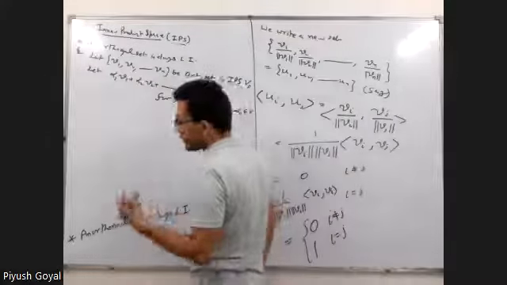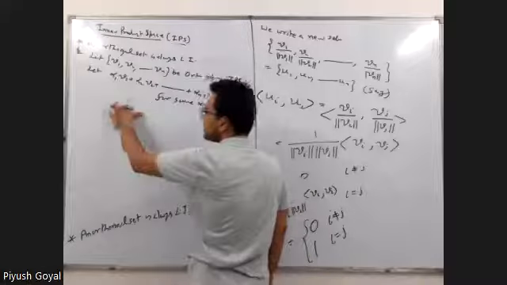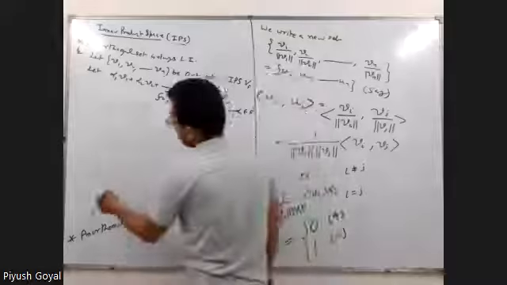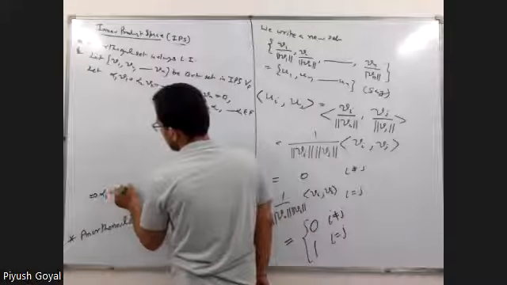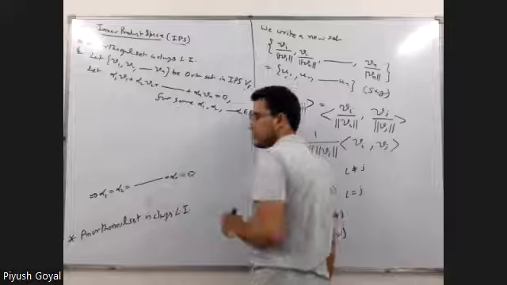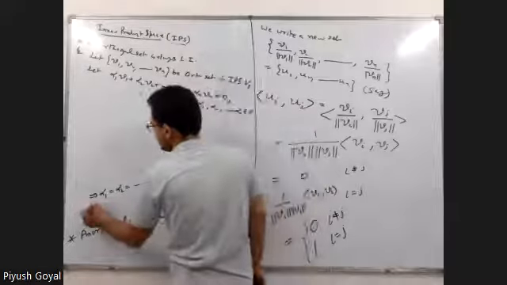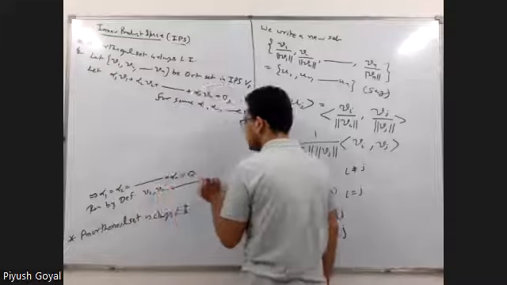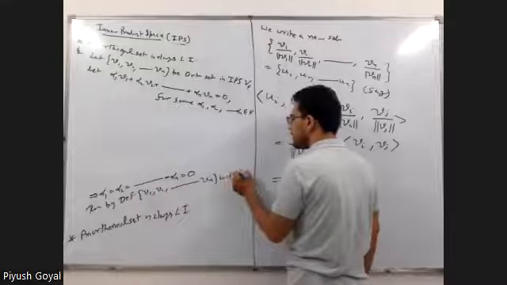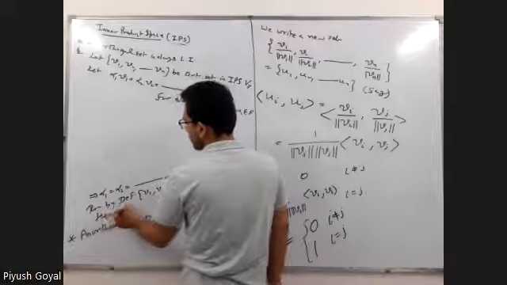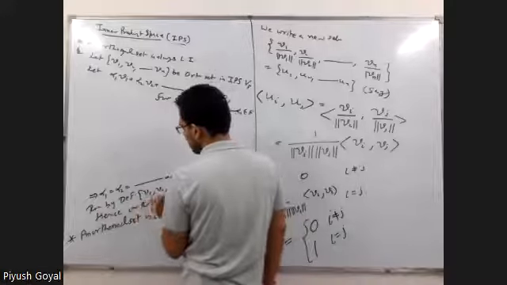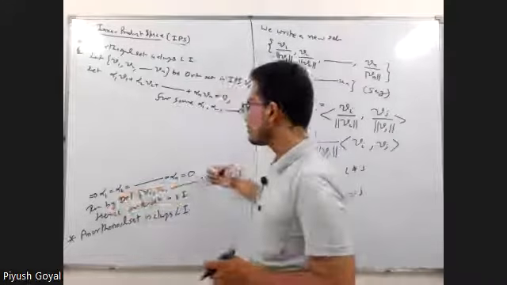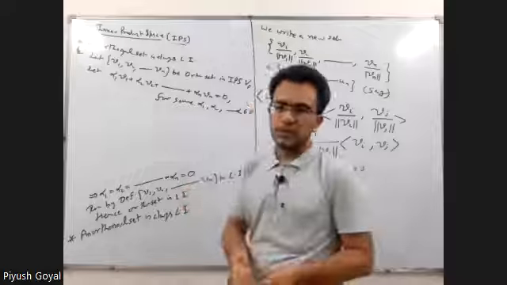So we want to prove that if somehow after writing 3, 4, 5, 10, 20, 100 steps, I can say that alpha 1 is equal to alpha 2, up to alpha n, all are 0, then by definition v1, v2, up to vn is linearly independent. Hence the orthogonal set is linearly independent. Somehow if I can prove that alpha 1, alpha 2, up to alpha n, all scalars are equal to 0. We want to prove this.